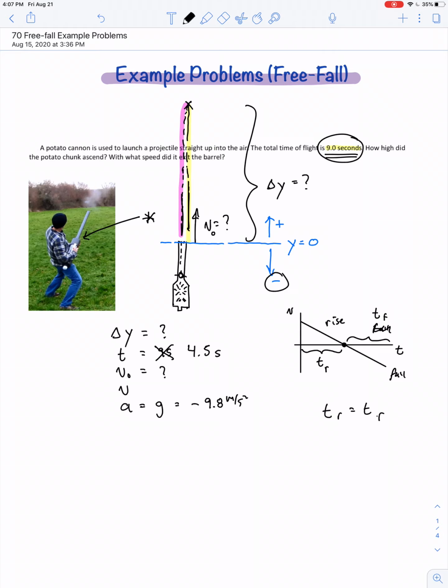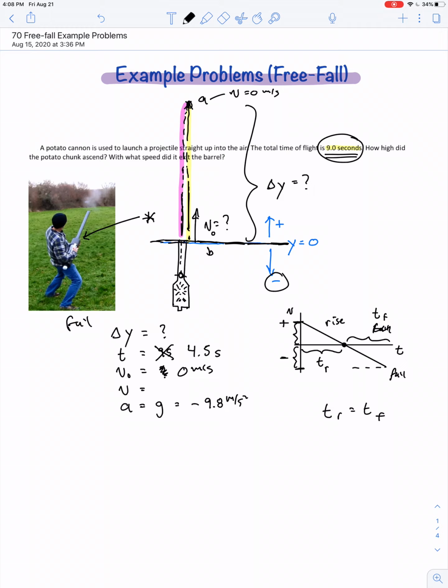The rise time and the fall time are one and the same, provided that the object returns exactly to the same height that it was released from. Another thing is the initial velocity is some positive value. If it returns to the exact same height, then the final velocity has the same magnitude, but opposite in direction. So if I'm only considering the fall, from point A at the top down to the ground at point B, then the initial velocity is actually 0 meters per second, right? Right at the very top, velocity is equal to 0 meters per second.